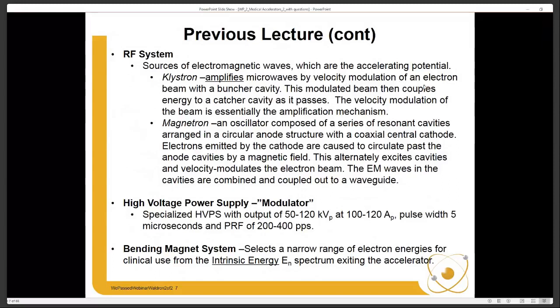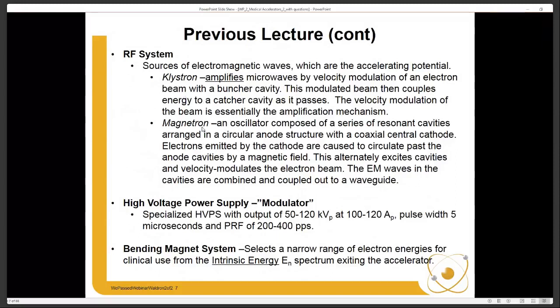Internally, it has an electron beam. This electron beam is modulated by the presence of a buncher cavity into which we're feeding a relatively low power microwave signal. This modulated beam then couples its energy out of a second cavity that we call a catcher cavity. The catcher cavity couples the now space and time reoriented electron beam out through a waveguide, eventually to the accelerator. So velocity modulation is the mechanism by which a klystron amplifies microwaves. And as I said, it's an amplifier and it requires an input.